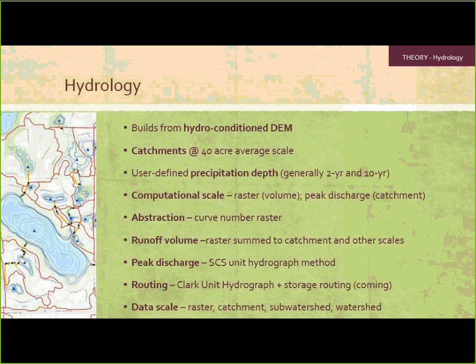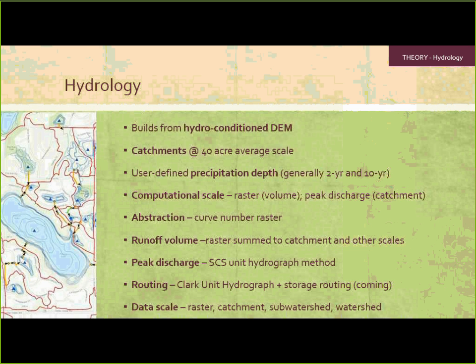You can right now enter user-defined precipitation depths. Typically by default we use 2 and 10 year, and the reason that we use that is because from a water quality practitioner's perspective, those are the kinds of precip events that are of most interest to us. We use those to size practices in the field typically. Again, the computational scale for the volumes is the raster, for the peak discharge is a catchment. It uses curve number abstraction, so basically the amount of water that goes into the ground by infiltration is through using the curve number approach. Peak discharges are computed using the SCS unit hydrograph method. So I'm going to have to not explain those here. If you don't know what those are, I apologize, but again, we can maybe have a chat later.